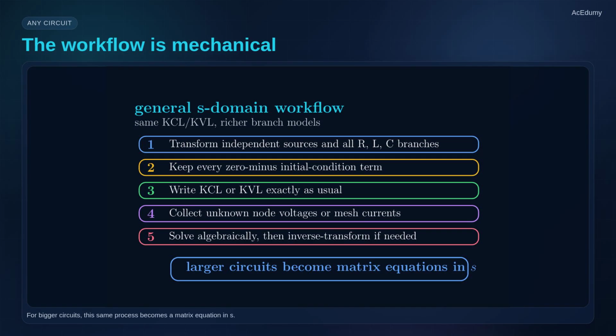The general workflow is mechanical. First, transform independent sources and all R, L, C branches into S-domain models. Second, keep every 0 minus initial condition. Third, write KCL or KVL exactly as you would in circuit analysis. Fourth, collect the unknown node voltages or mesh currents. Fifth, solve in algebra and inverse transform if you need the time waveform. For larger circuits, the same process becomes a matrix equation in S.